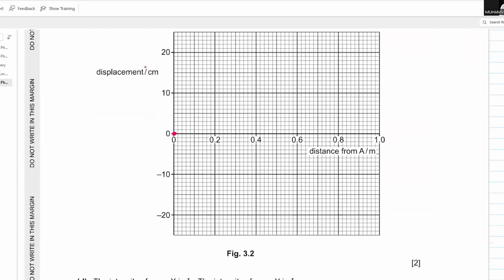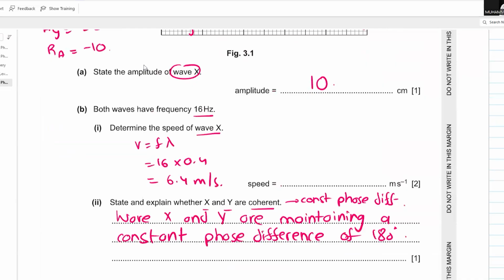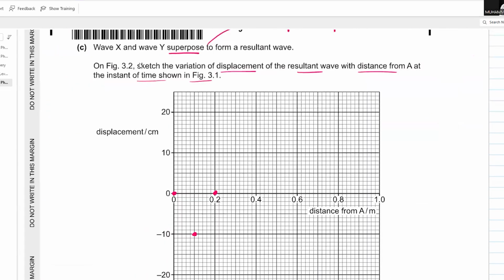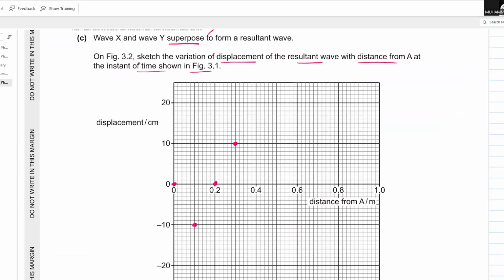At 0.1, what is the amplitude? Negative 10. At 0.2, it will again become 0. Let's look at 0.3. When the time is 0.3 seconds, amplitude of x is negative 10, amplitude of y is positive 20. The resultant amplitude is positive 10. Okay. At 0.3, you have a positive amplitude of 10. Then you have 0 here.